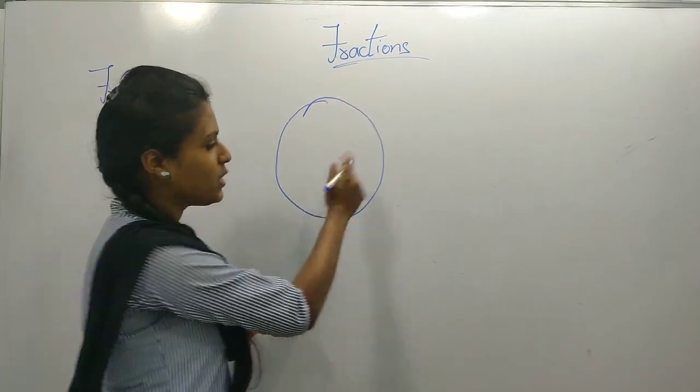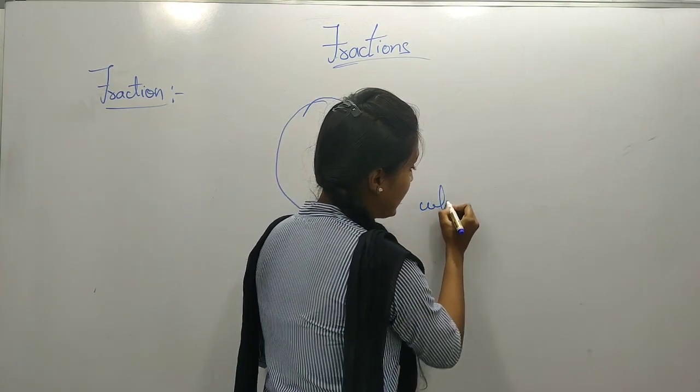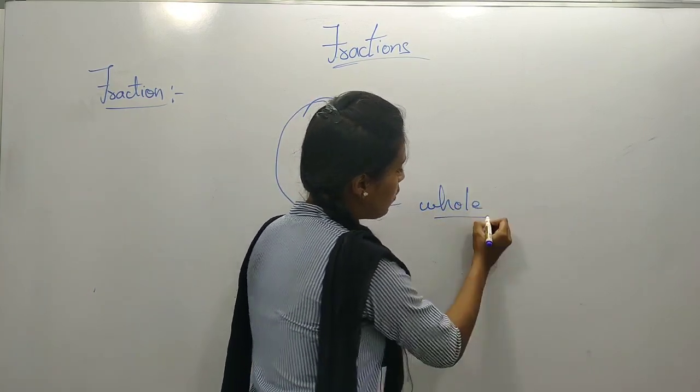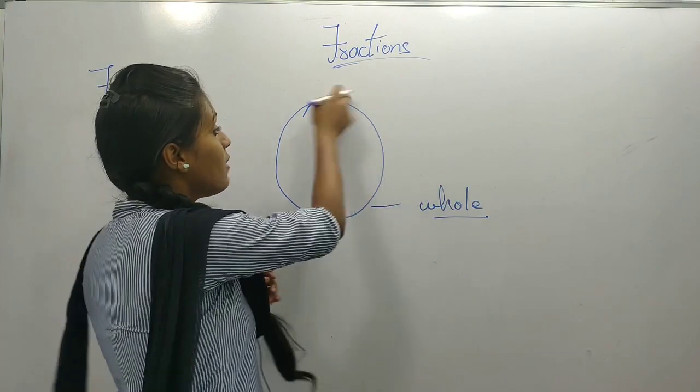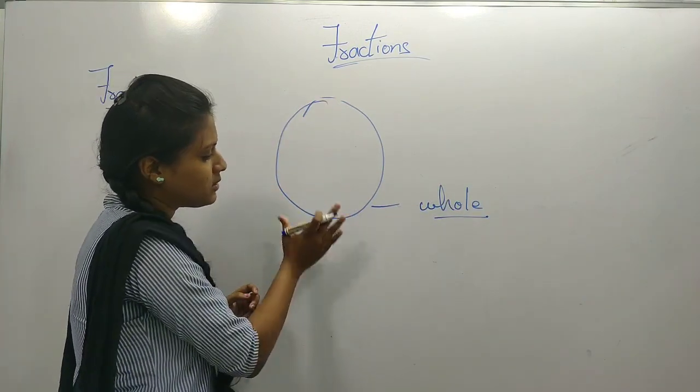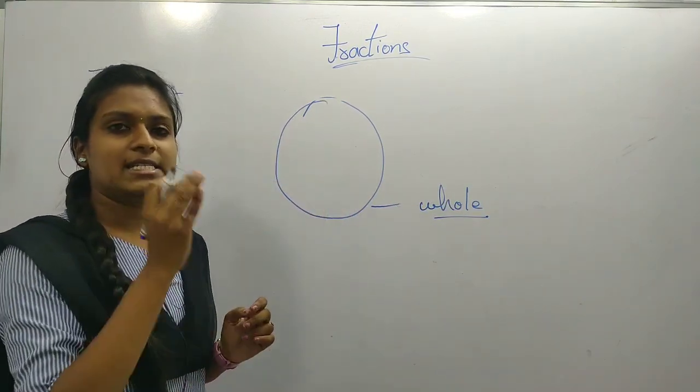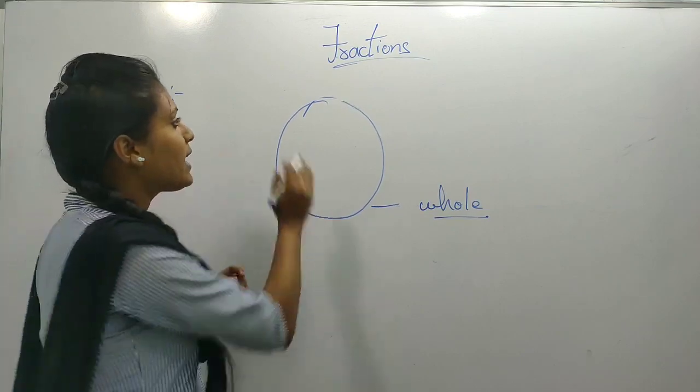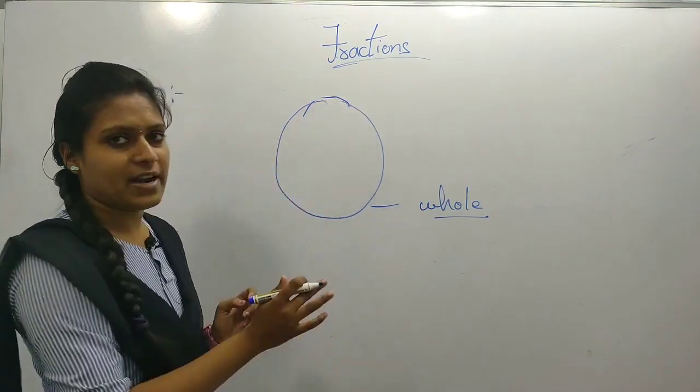This is said to be a whole. Whole means what? Entire part. Whole means the entire part, the full part of a thing or any object. We can divide this whole into different parts.